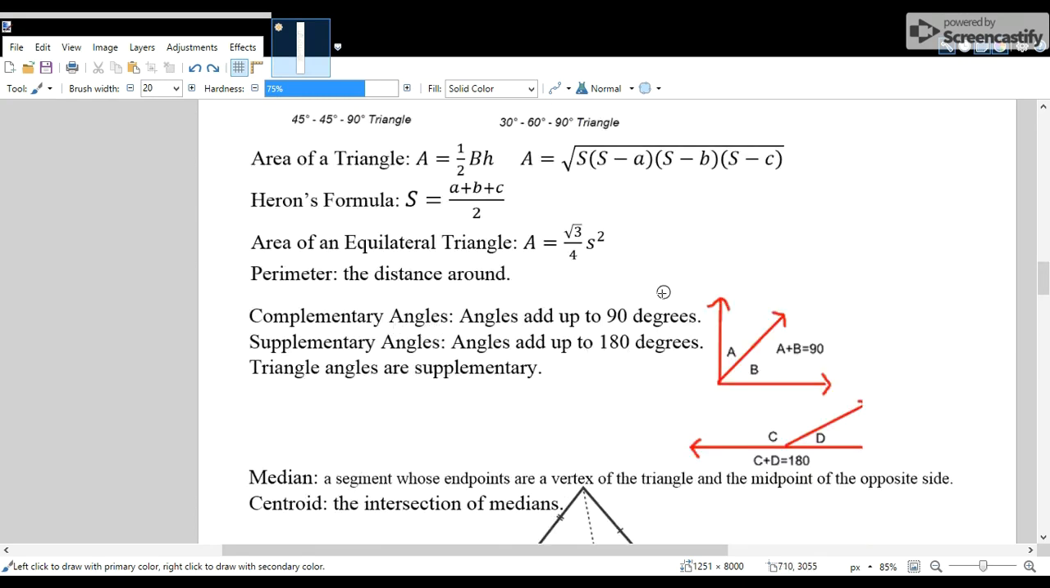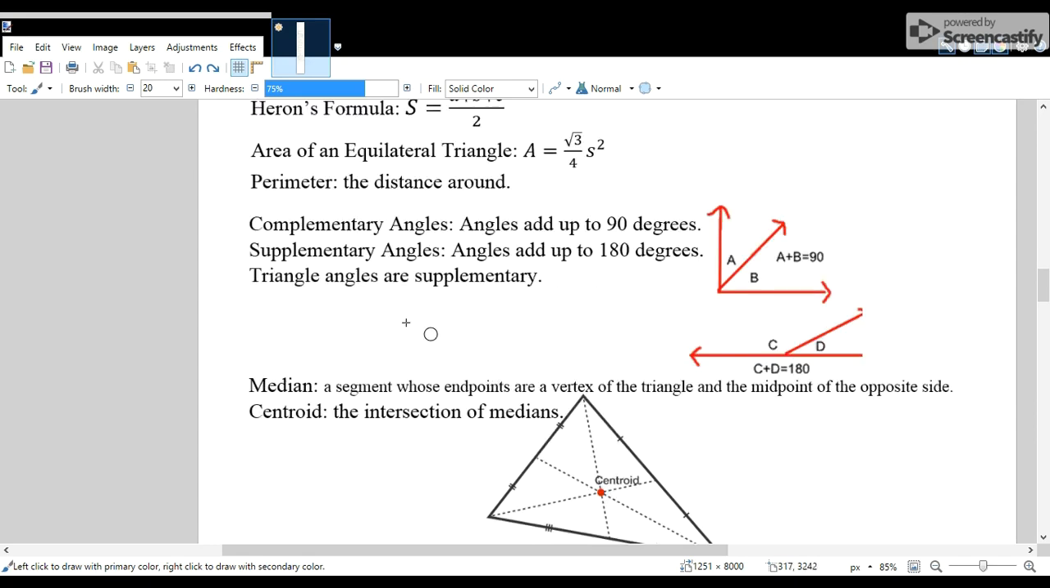Complementary angles are angles that add up to 90 degrees, such as this picture, and supplementary angles are angles that add up to 180 degrees, such as this one. Triangle angles are supplementary. All three angles together add up to 180 degrees.